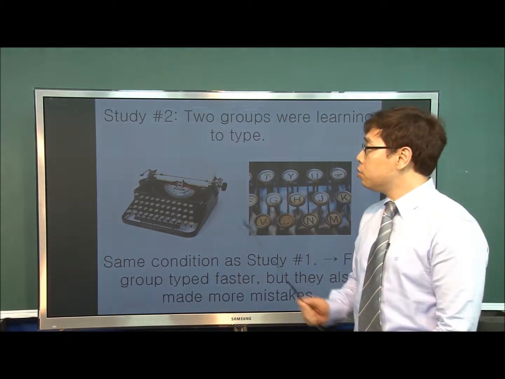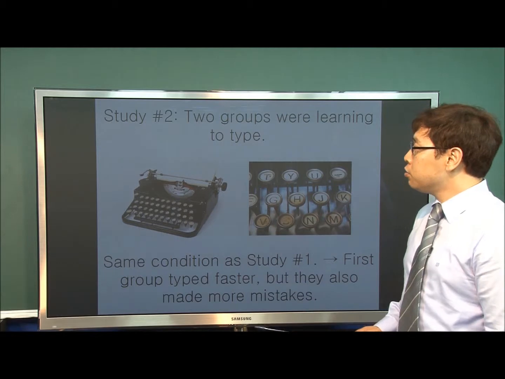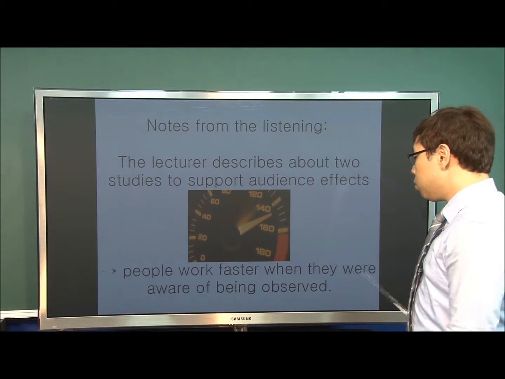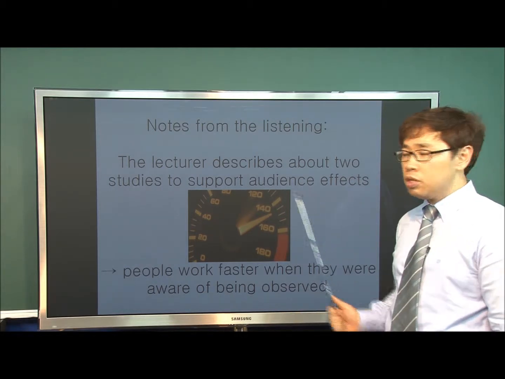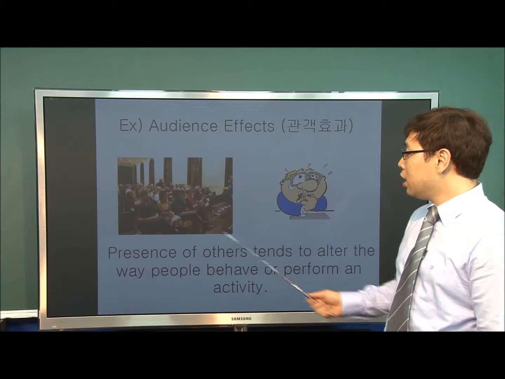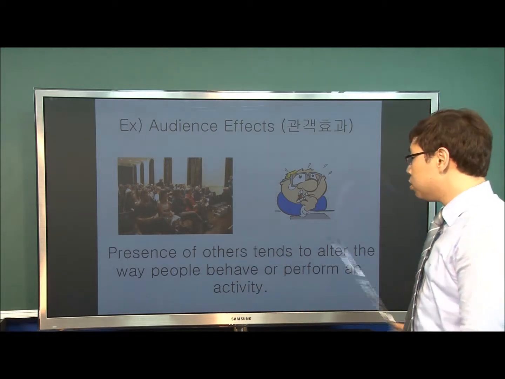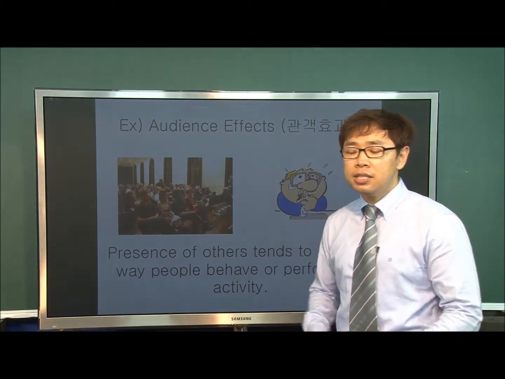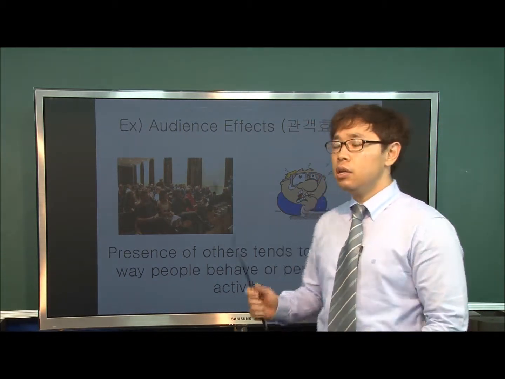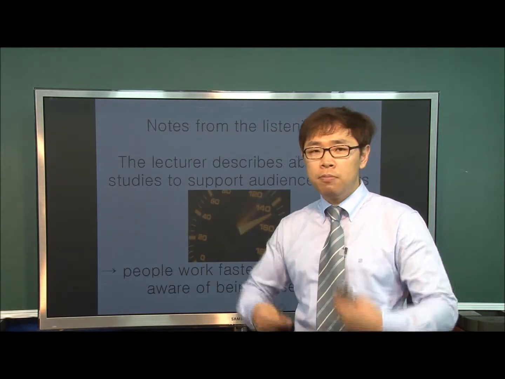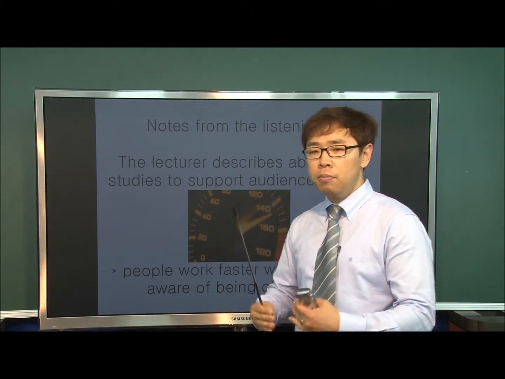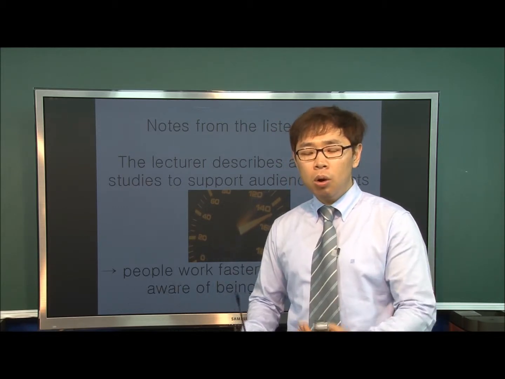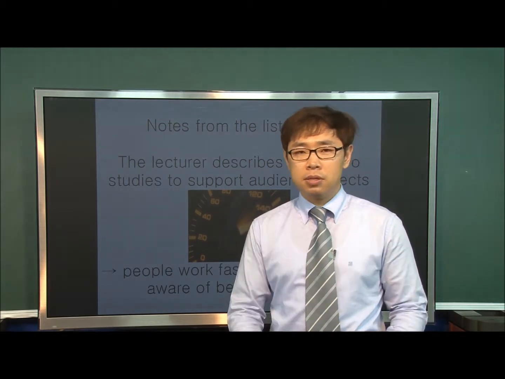So what can we know? The professor argued that people work faster when they are aware of being observed, which was stated in the reading, saying that the presence of others tends to alter the way people behave or perform an activity. So whenever you recognize someone is watching you, the professor is saying that you perform differently. You perform that task faster, or with more mistakes, or you sweat or show other behaviors.